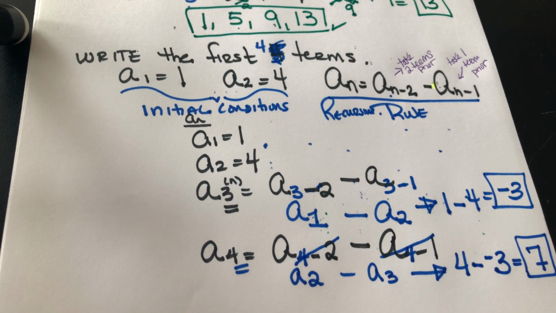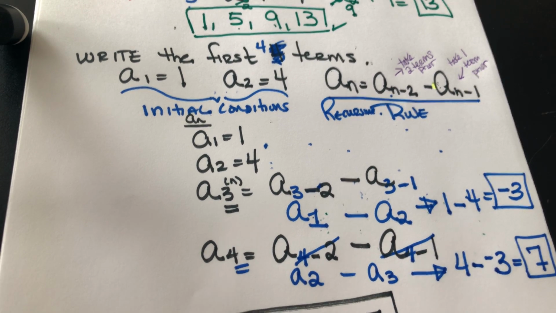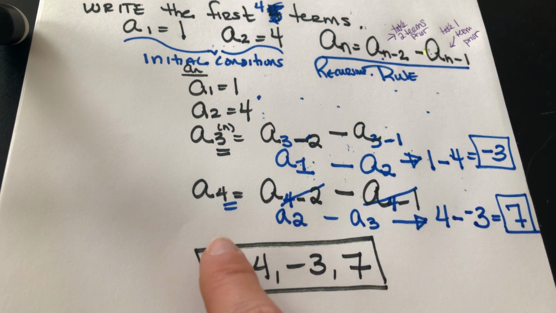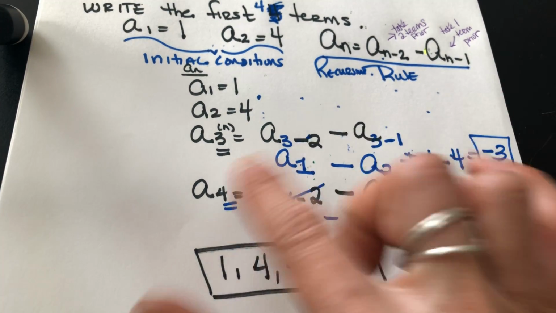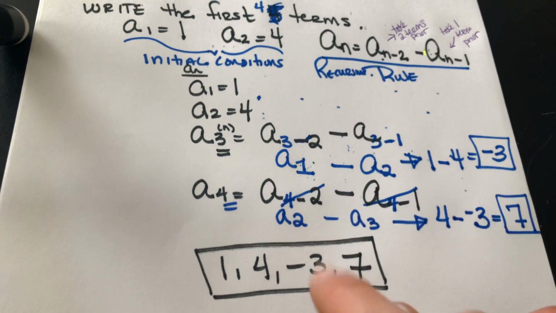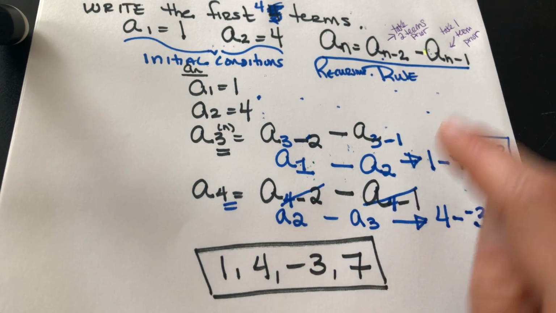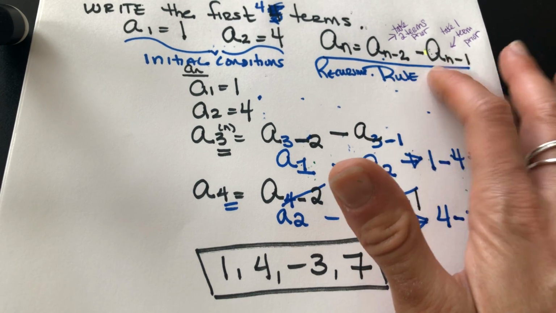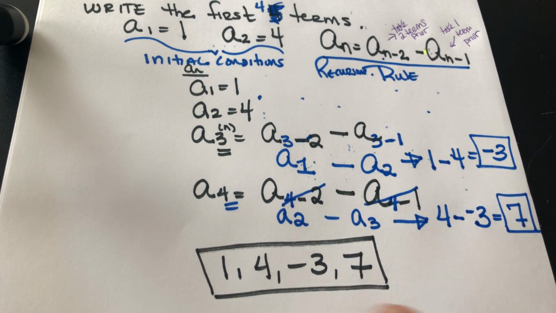So here are your answers: 1, 4, negative 3, and 7. Granted, if I asked you for the fifth term, you'd be taking the negative 3, and then you'd be minusing 4. So it's important to follow the formula, or the rule: 2 terms before minus the 1 term before.